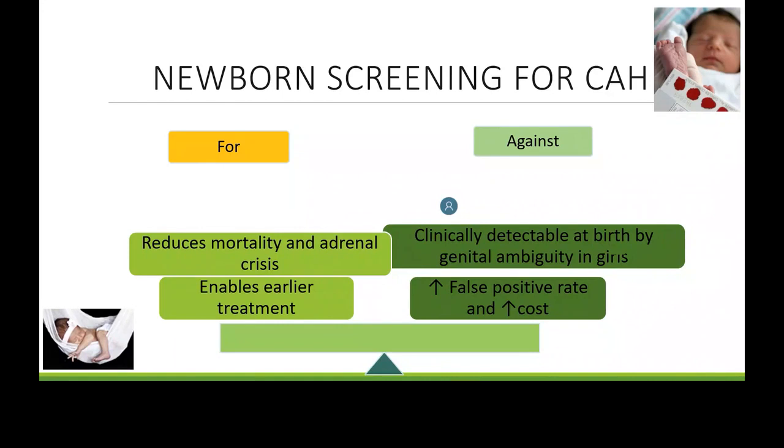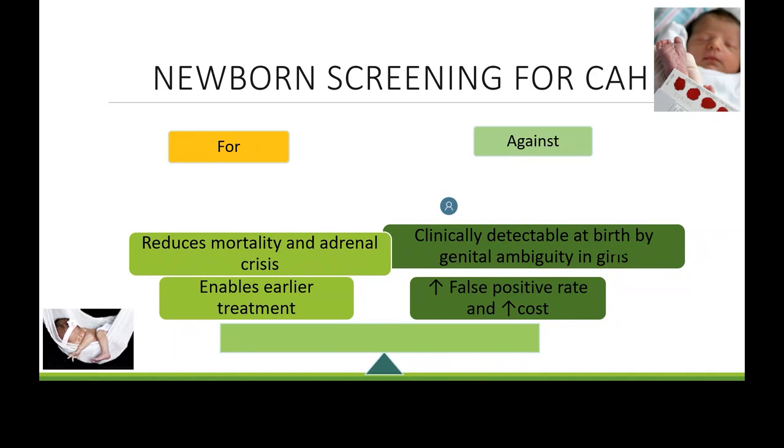The thing favoring screening is that these babies are dying in Sri Lanka. We have done some studies and shown that about 7% of the children with CAH coming to our clinic have had a sibling who died in the newborn period undiagnosed. So very likely they had undiagnosed CAH. Children are dying, and it's not only boys, girls are also dying. This is what the research has shown from around the world. And when you start newborn screening, it enables much earlier treatment, and it definitely reduces the mortality and morbidity.